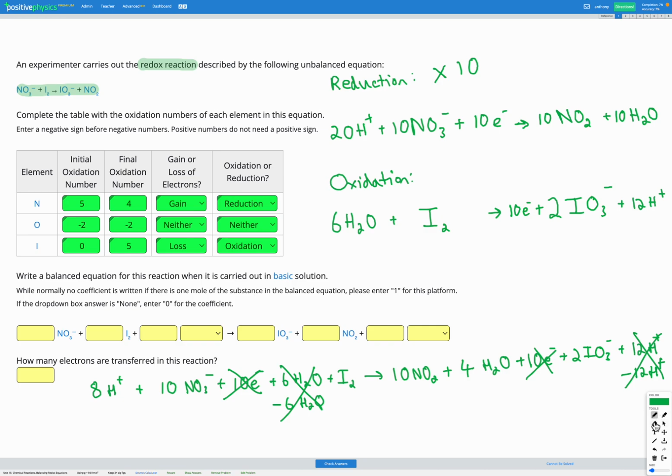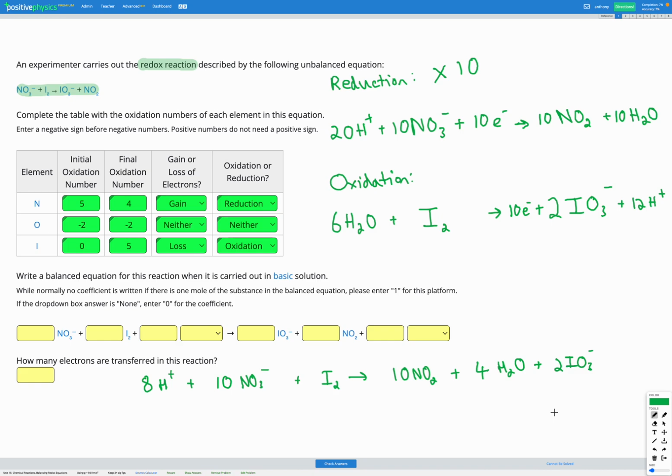Okay, so we've cancelled things out. Let's clean up this equation a bit. So we've now balanced our equation. However, we did this by adding H plus ions. And H plus ions are what we have in an acidic medium. But in the question, it tells us we need to balance it in a basic medium. Basic means we have OH minus ions.